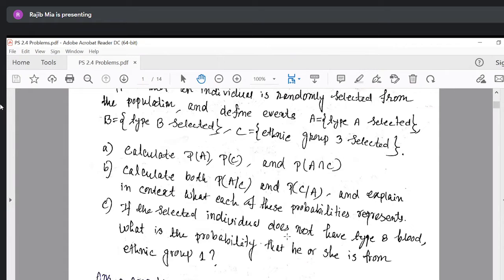So the selected individual does not have type B blood. It is given that the selected individual does not have type B blood, meaning B complement has already happened. Then what is the probability that he or she is from ethnic group 1, given that B does not happen?